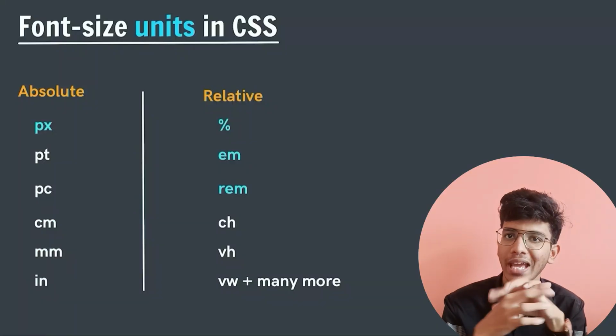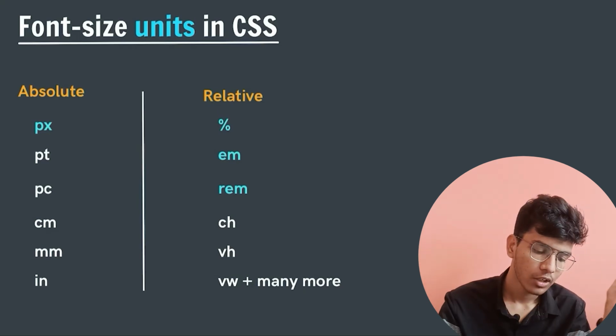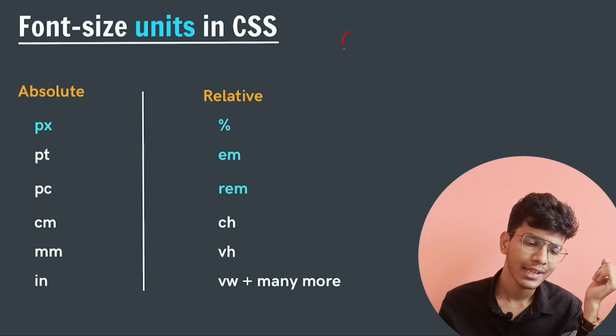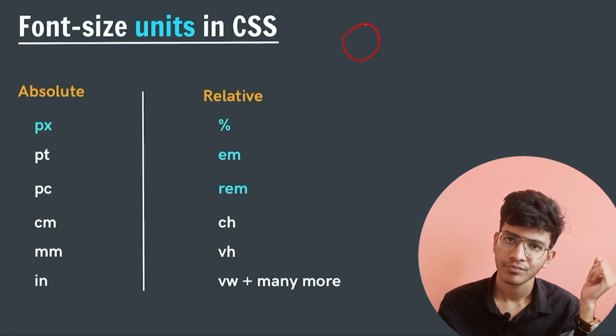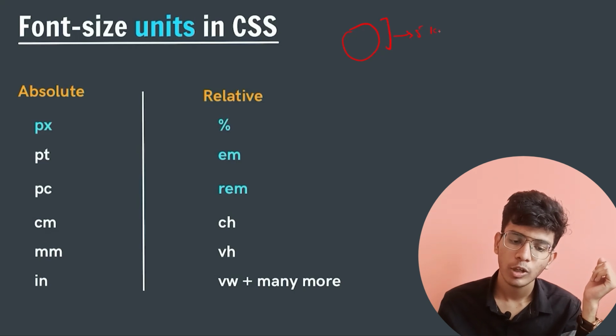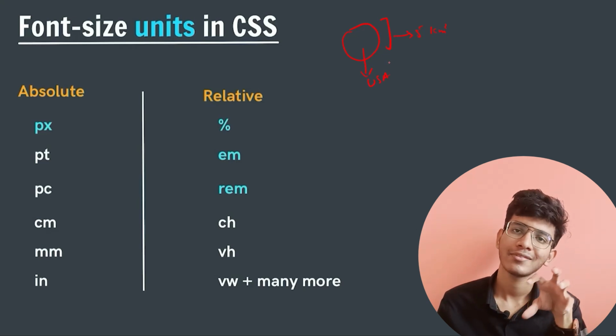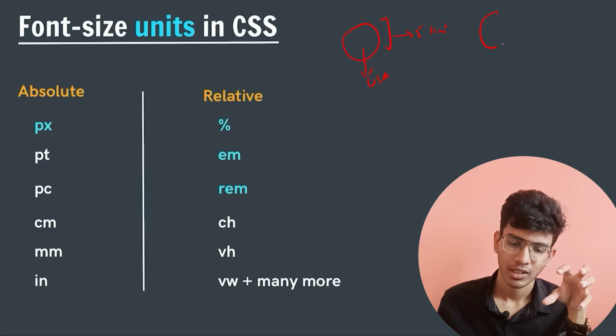In CSS we have two different types of units. For example, let's say that there is a land in a city and the area of that land is 5 kilometer square, and this land is in USA, and there is another land with the same area, right?